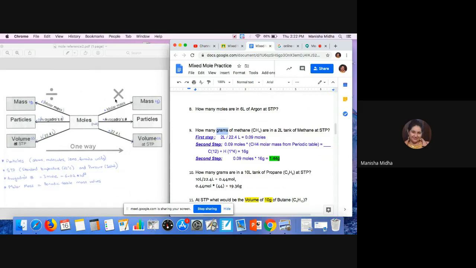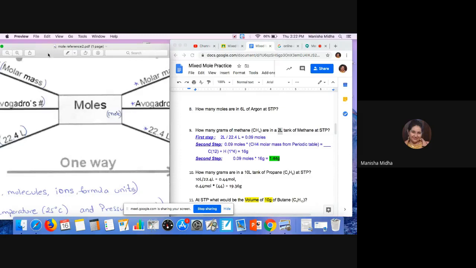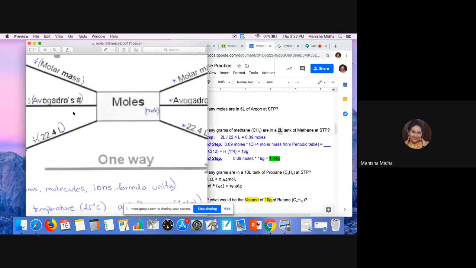Once you reach here, the right hand side is multiplication. So the mole is connecting to mass on this line and it tells you what numbers to multiply with. So first step is division. The second step is going to be multiplication. So what do we do? We start with 2 liters and we divide it. What do we divide with? If you take a close look on my screen, it says here divide by 22.4 liters.